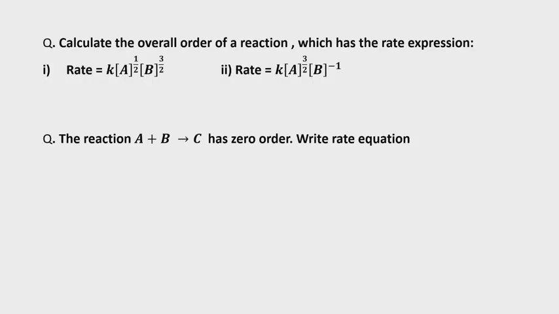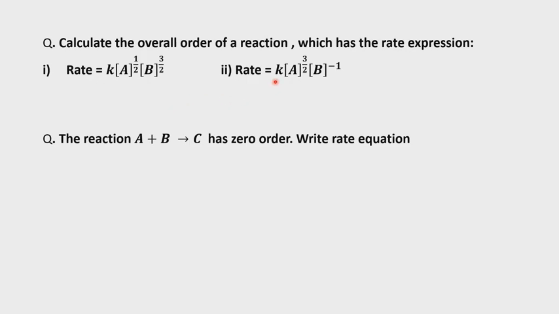First question. Calculate the overall order of the reaction which has the rate expression rate equal to K A power 1 by 2 B power 3 by 2. It is the rate expression. So 1 by 2 is the order of A, 3 by 2 is the order of B. So what about the overall order? 1 by 2 plus 3 by 2.